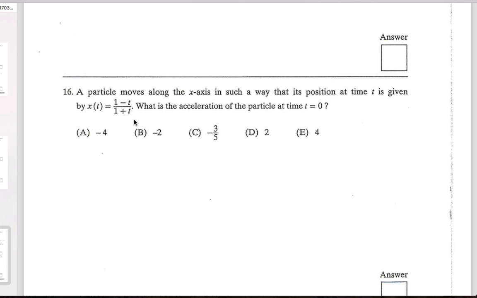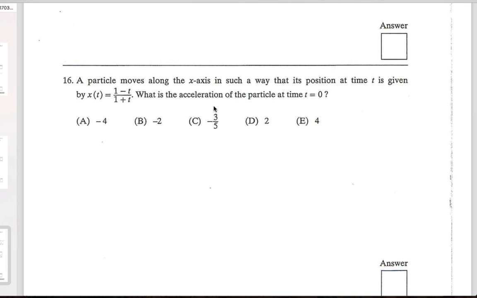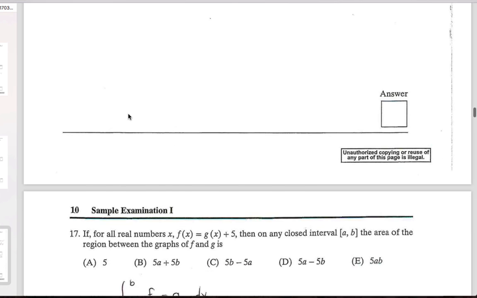For this one, this is just a pain in the butt, honestly. Here's the position function. To get the acceleration, I need to take a derivative and take a derivative again, and I need to apply a quotient rule, and so I'm not going to do that one for you right now.